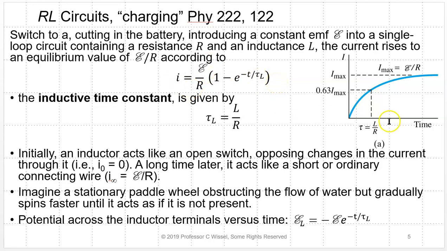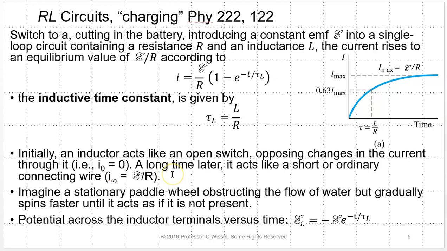And here's the plot of this. It looks like the same one for the RC circuit. The inductive time constant is a little different. Instead of RC, it is tau L equals L over R. Initially, an inductor acts like an open switch, opposing changes in the current, so initially the current equals 0. A long time later, it gives up and acts like an ordinary connecting wire. Then I infinity is just the EMF of the battery divided by the resistance in the circuit.